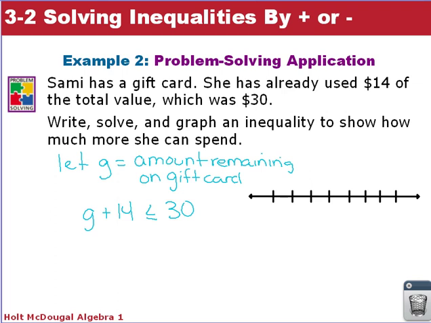So with any story problem, we need to first define our variable. We're going to let G equal the amount of money remaining on her gift card. So our inequality becomes the amount of money remaining plus what she's spent has to be less than or equal to $30. We can't make it equal to 30 because you could still have money left on there, but it has to be less than or equal to because it can't be over 30.